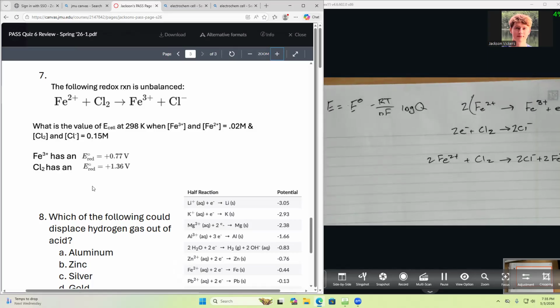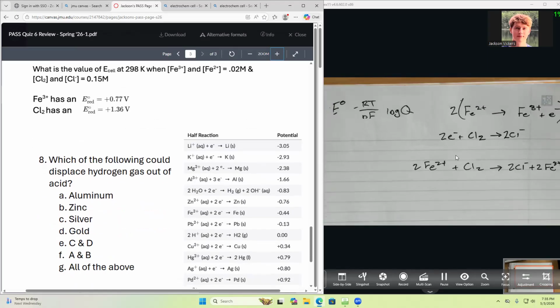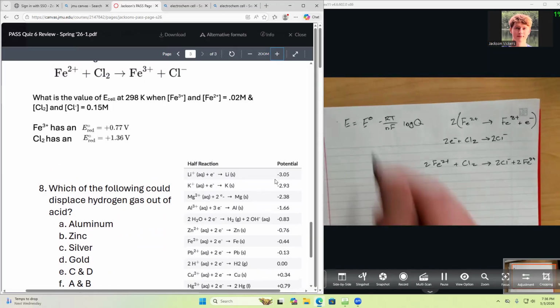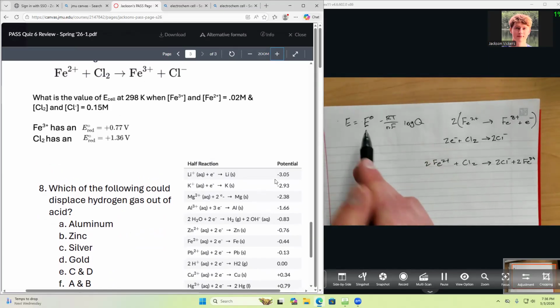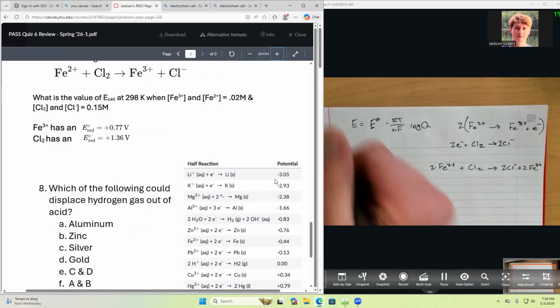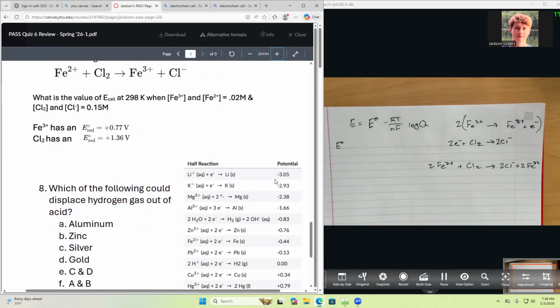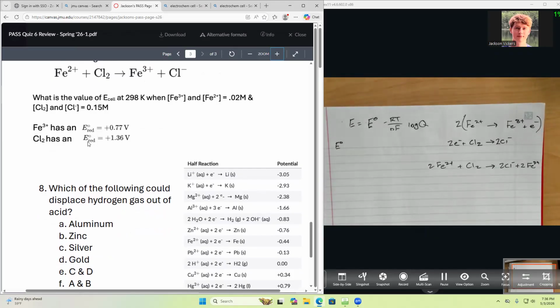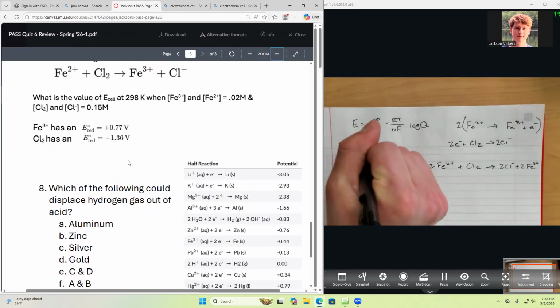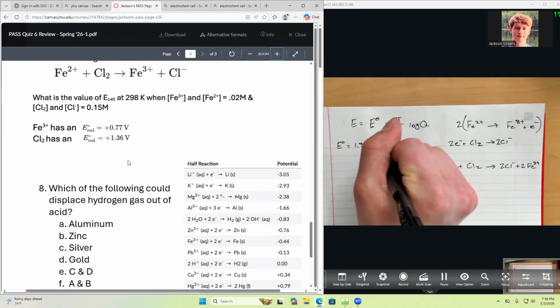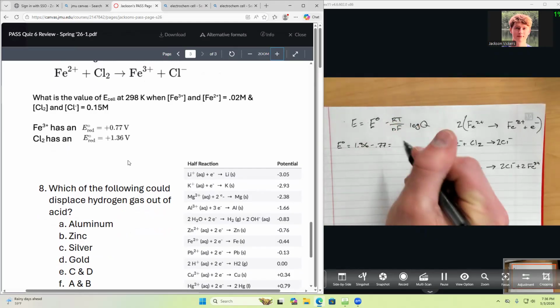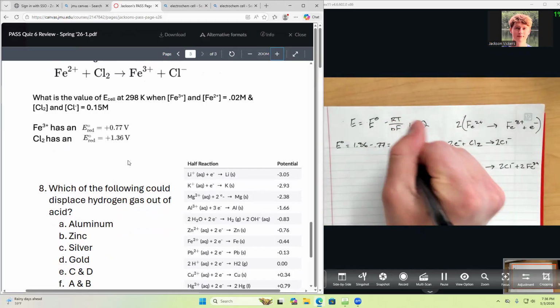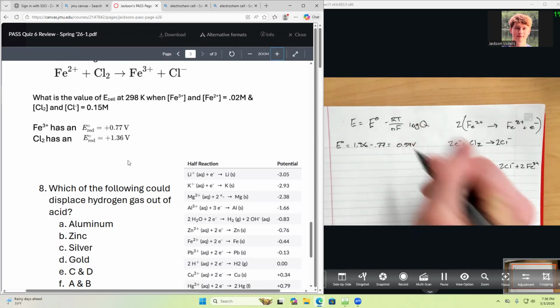So the next step I would probably do here is figure out what the standard cell potential is, this part of the equation. So again, that's cathode minus anode. The more positive thing is the thing that's going to get reduced, at the cathode. So that to me looks like Cl2. So this is going to be at the cathode, meaning this is at the anode. So it's going to be 1.36 minus 0.77, and that should be 0.59 volts.